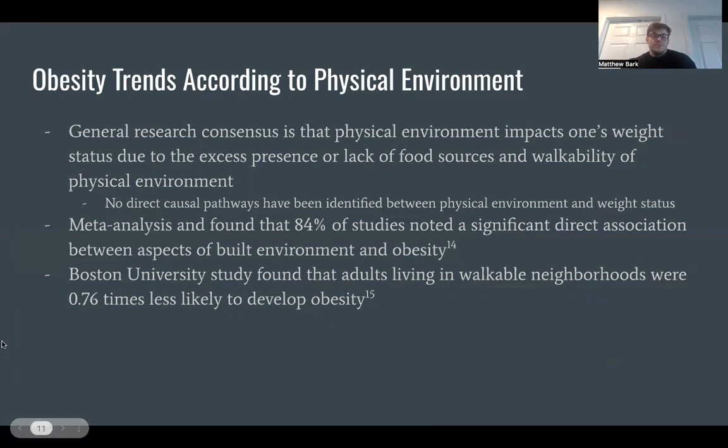Studies have shown that one's physical environment also has a profound impact on their risk of developing obesity, whether this be through food availability or the facilitation or impedance of physical activity, which reduces risk. One meta analysis examining over 500 studies found a significant direct association between the built environment and obesity in over 80% of the studies that were analyzed. Other studies have shown similar results, as walkability has been shown to profoundly reduce obesity risk by increasing physical activity and other prevention behaviors.